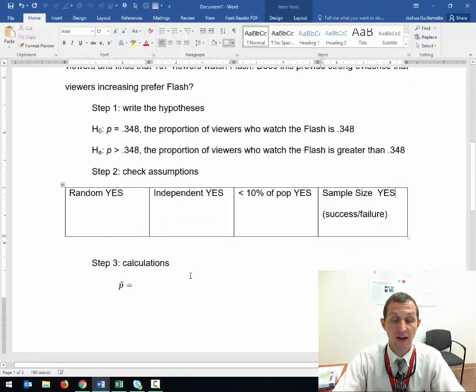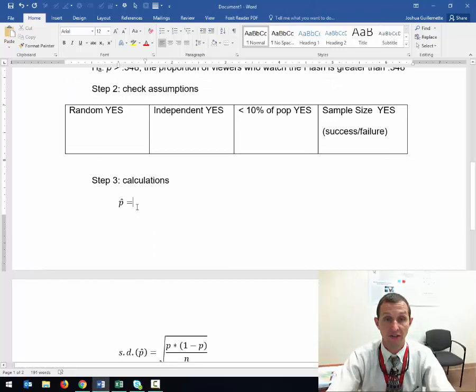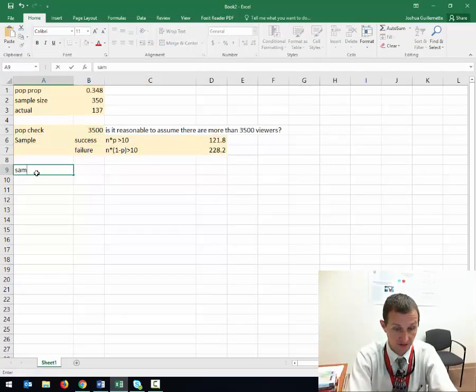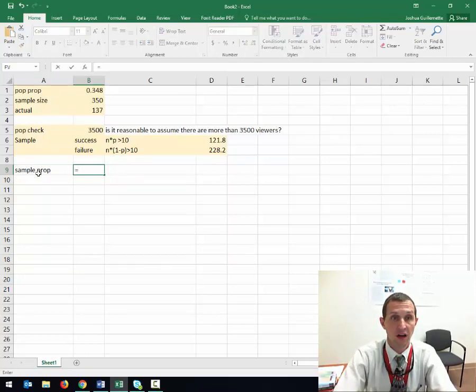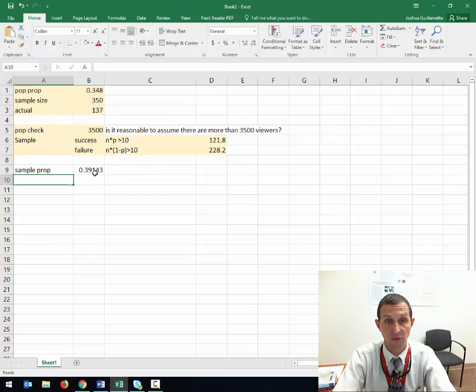Okay, so now we're ready for step 3, the calculations. For the calculation, we need to find p hat. So here we go down, and this is our sample proportion, right? Our sample proportion equals the actual number of people who watch Flash divided by our sample size. All right, so the actual people with the trait out of the sample size gives us 0.391. So that's our sample proportion.